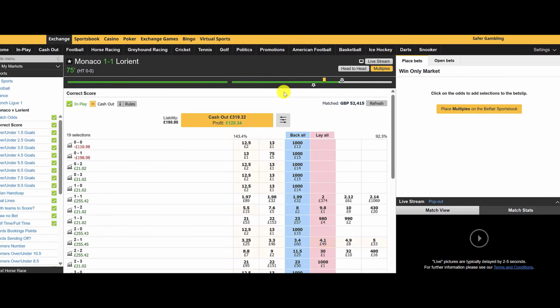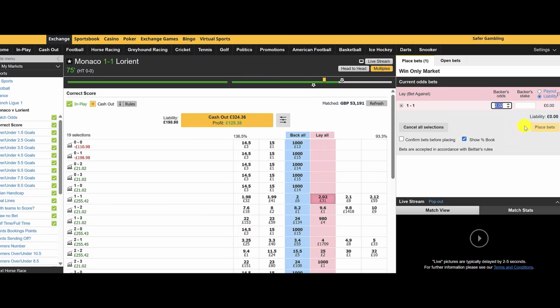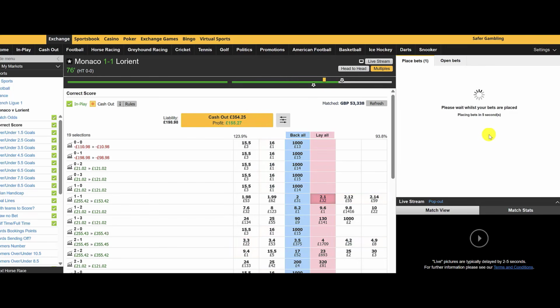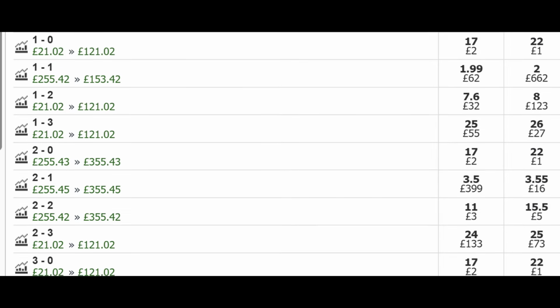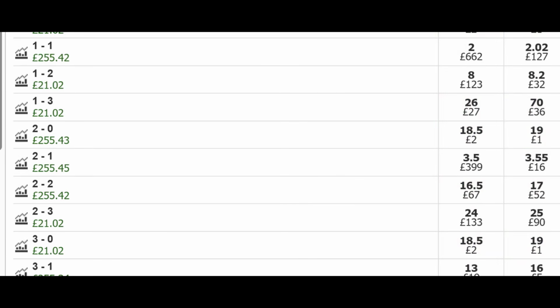75 minutes on the clock. Monaco have equalised. That is very, very good news for us. It puts us on the 1-1 score. As you can see, we do have 255 worth of green on that 1-1 score. So we're going to lay it off. Remember, 2-1, one of our target scores. So let's just, well, can't quite lay it off there. Let me just move this up just to get this in so we can see the situation.